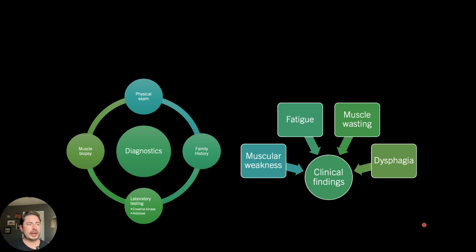So your clinical findings are typically going to be muscular weakness, fatigue, muscle wasting, dysphagia. So a thorough family history should be evaluated when muscular dystrophy is suspected. When we look at our laboratory testing, we're going to look at the creatine kinase and the aldolase. These are proteins that will show up that suggest muscular damage. So we want to make sure that we are evaluating these additional tests when we are suspect of muscular dystrophy.